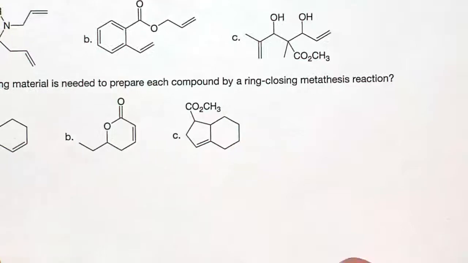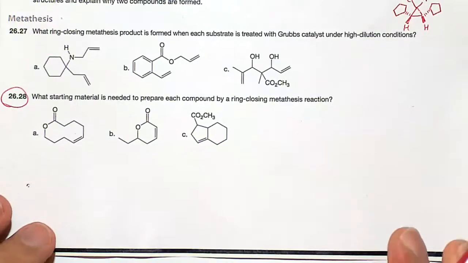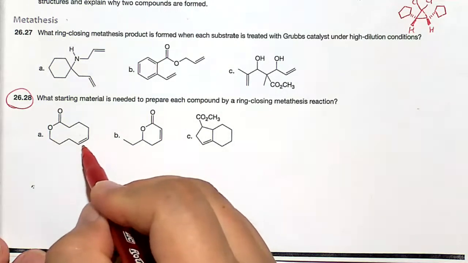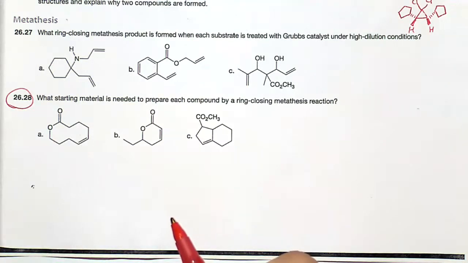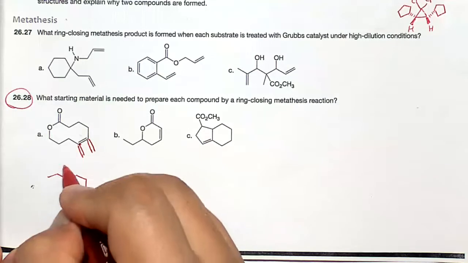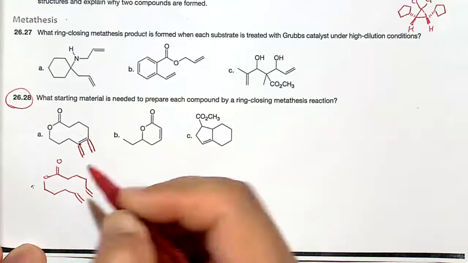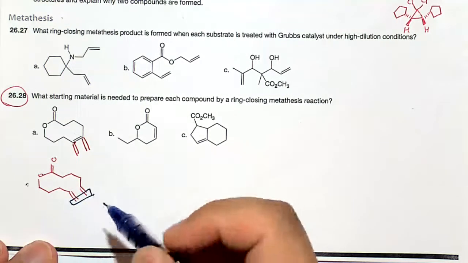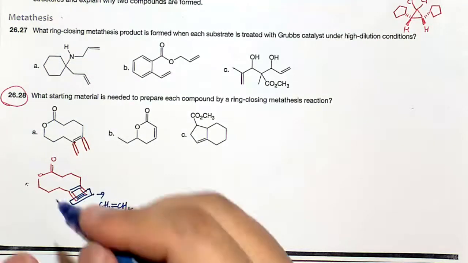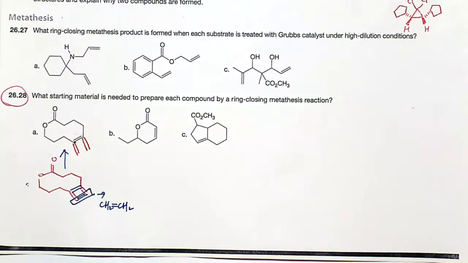Let's move on to 26.28. What starting material is needed to prepare each compound by RCM, ring closing metathesis reaction? These double bonds, ring double bonds, are produced by Grubbs catalyst, and we know there will be two terminal compounds. So if we have this structure, then by do-si-do type, this will be gone with CH2, CH2. There will be two double bonds, which is your product. So that's your starting material.